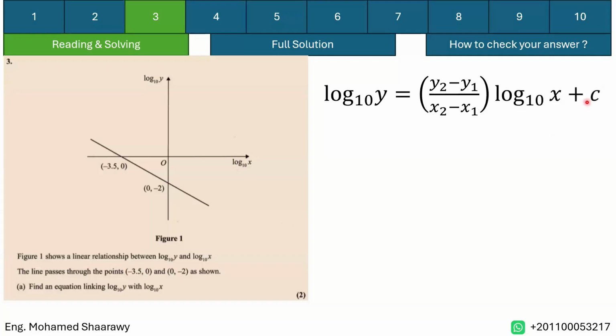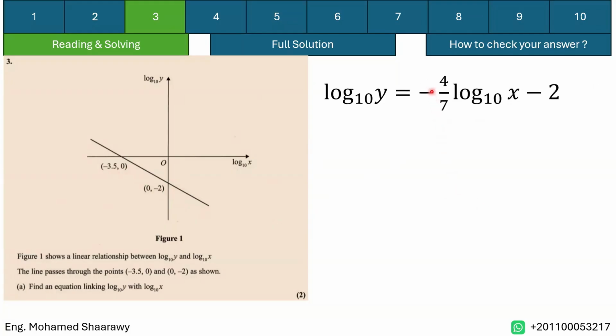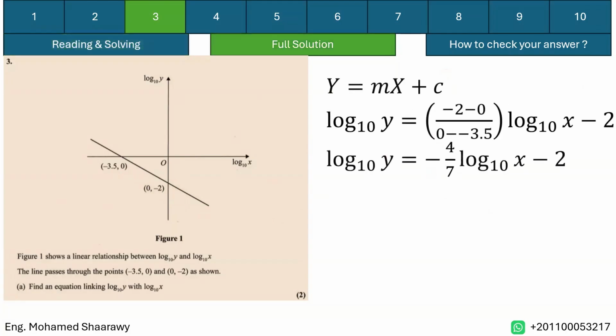Actually, c is the y-intercept, so I can easily write it as negative 2. Okay, y2 minus y1 over x2 minus x1 is negative 2 minus 0 over 0 minus 3.5, and this simplifies to negative 4/7. And that's the full solution.